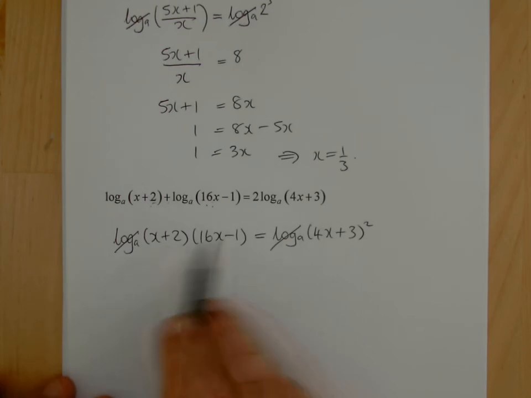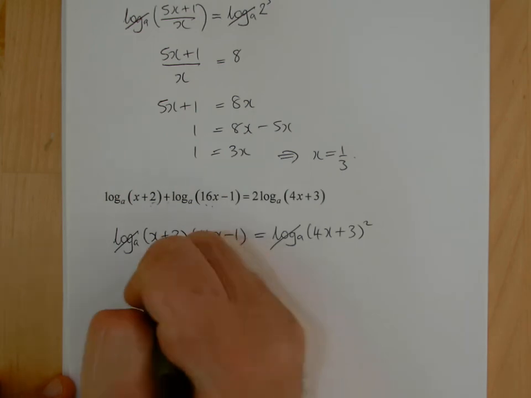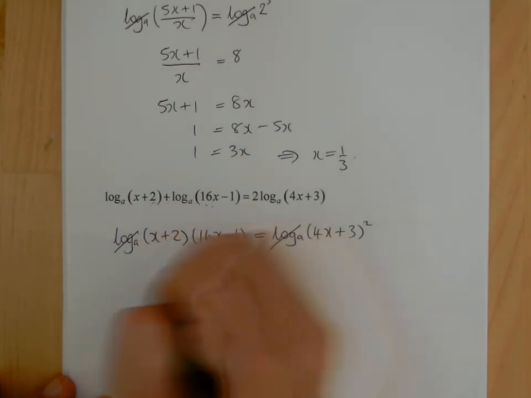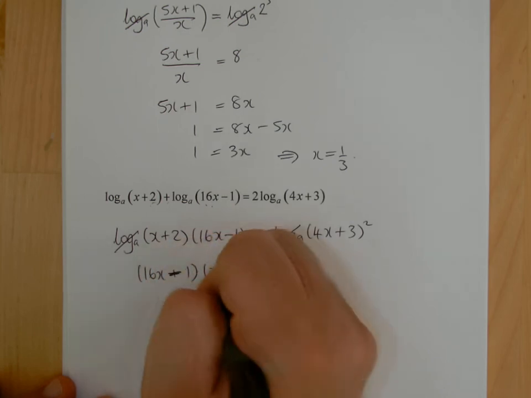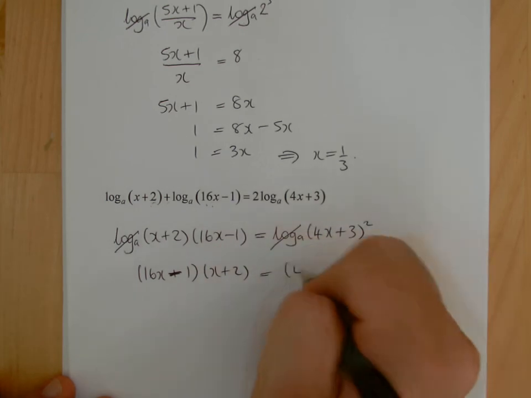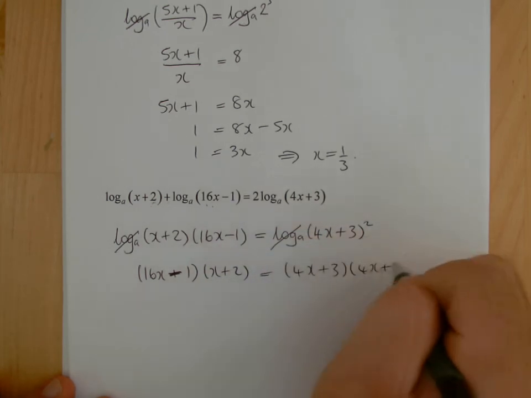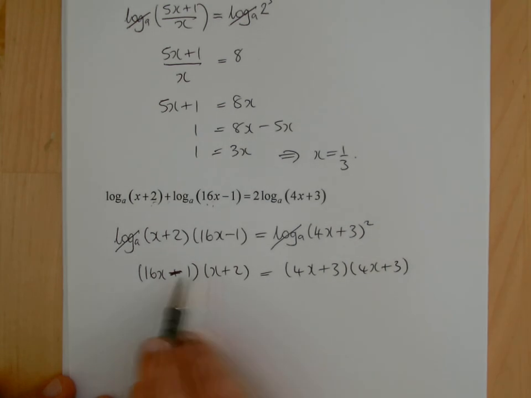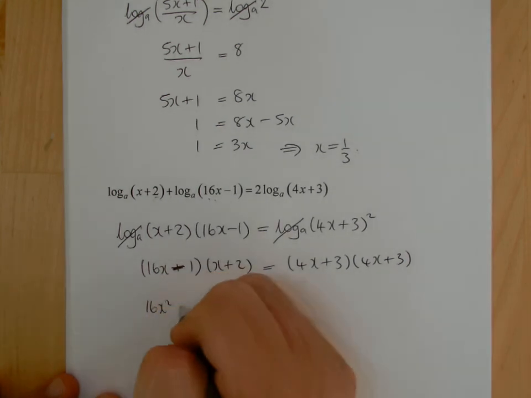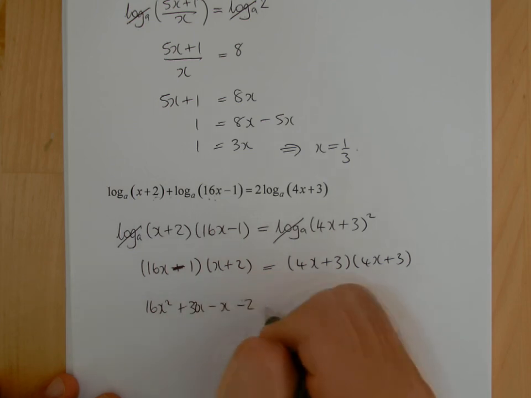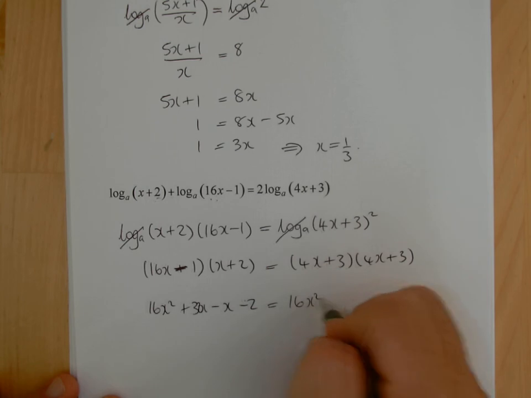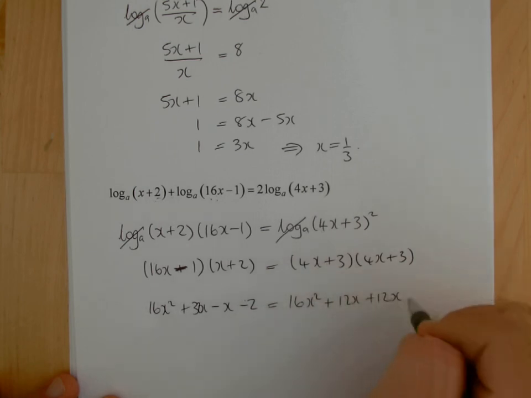I'm then left to solve this, essentially. So I'm going to need to expand this here. It doesn't matter really the order, maybe I'll take a bit of time on this now. So 16x take away 1, x plus 2, and on this side 4x plus 3, 4x plus 3, because it's squared. If I just expand this now, just a minus there, of course, a bit of a slip for me, but if I expand that, I get 16x squared plus 32x minus x minus 2, and on this side I get 16x squared plus 12x plus 12x plus 9.